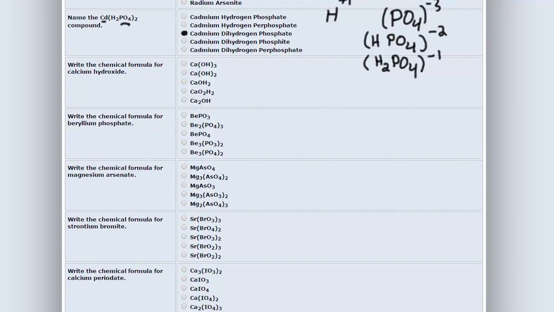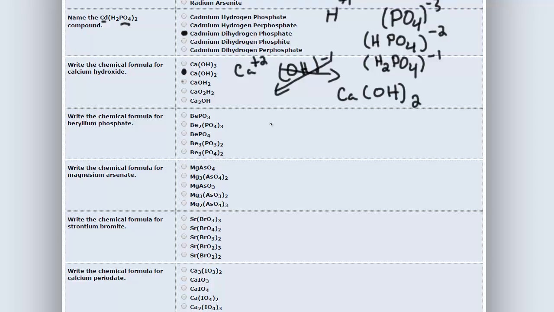Write the chemical formula for calcium hydroxide. Calcium is a +2 ion, hydroxide is OH, and it is a -1 ion. Play the game. Ca(OH)2. Calcium hydroxide, Ca. We have to make sure those parentheses are in there. Ca(OH)2.